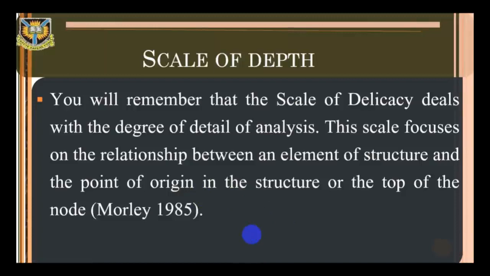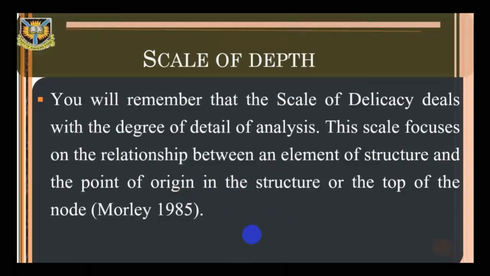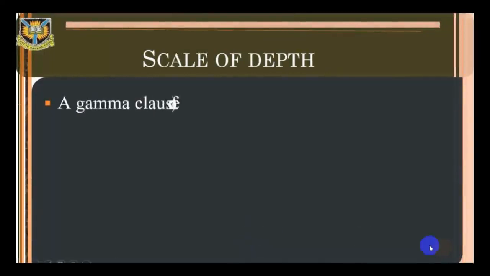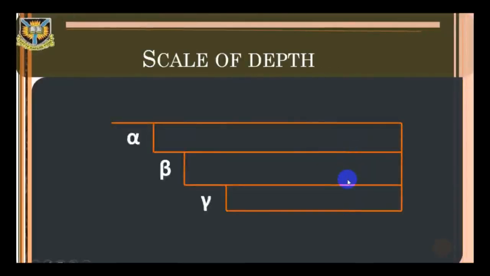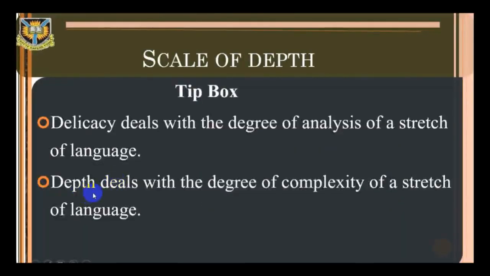Halliday, 1985. A gamma clause, for instance, represents a stage of greater depth in structure than a beta clause, as you have in the scale below. Tick box. Delicacy deals with the degree of analysis of a stretch of language. Depth deals with the degree of complexity of a stretch of language.